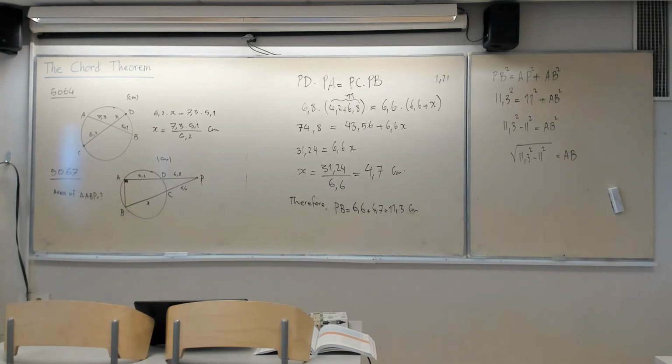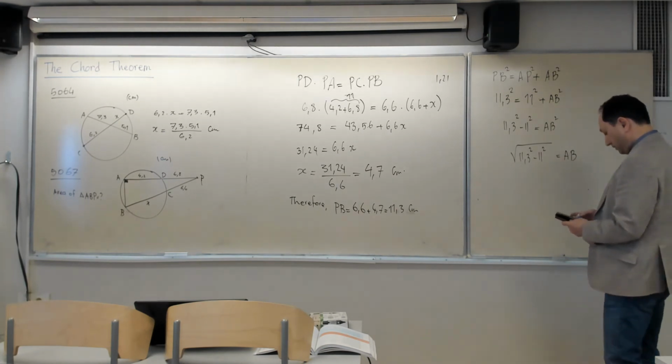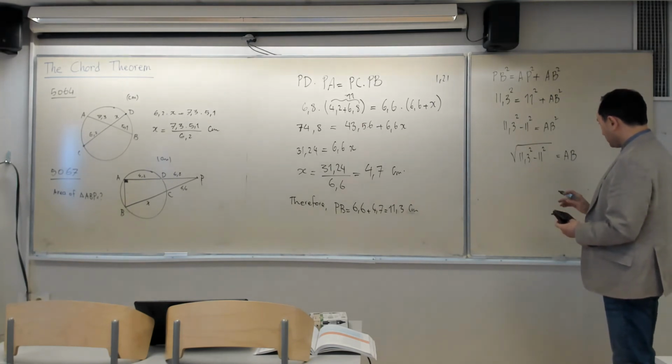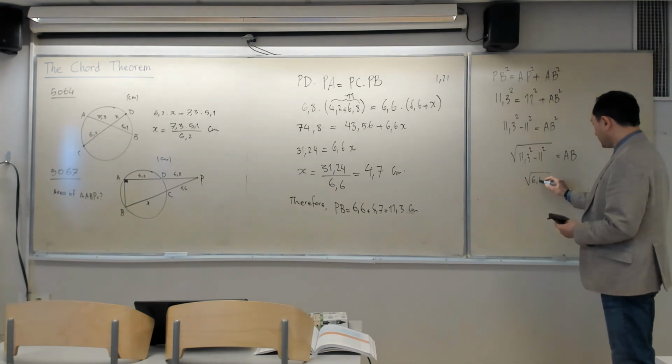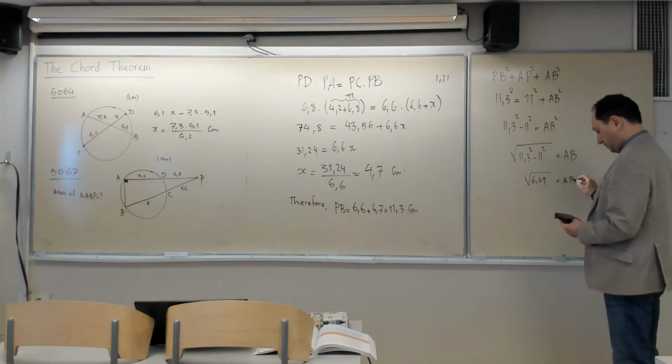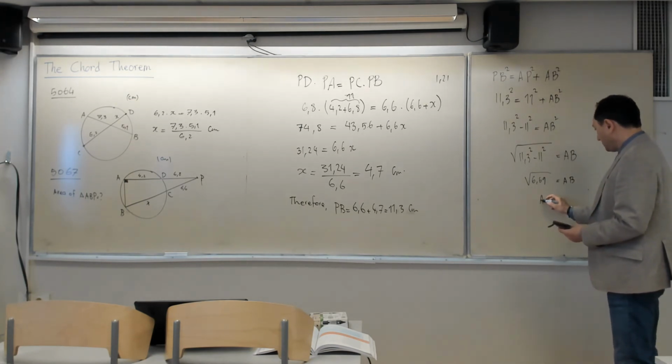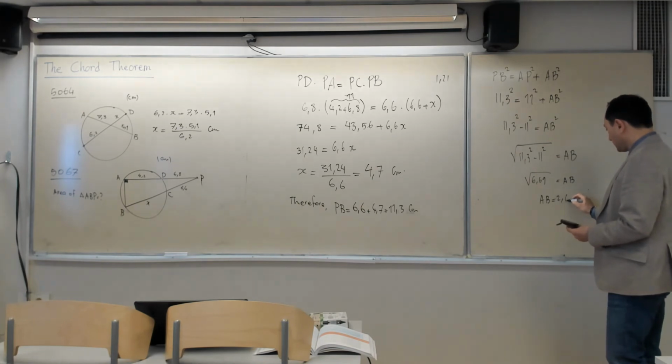Okay, so what was the number? So 11 comma 3 times 11 comma 3, which is this one, then minus 121. So what I get is the square root of 6 comma 69 is AB. And then you take a square root. Hopefully I have done everything right. So AB becomes equal to 2 comma 6 centimeters.